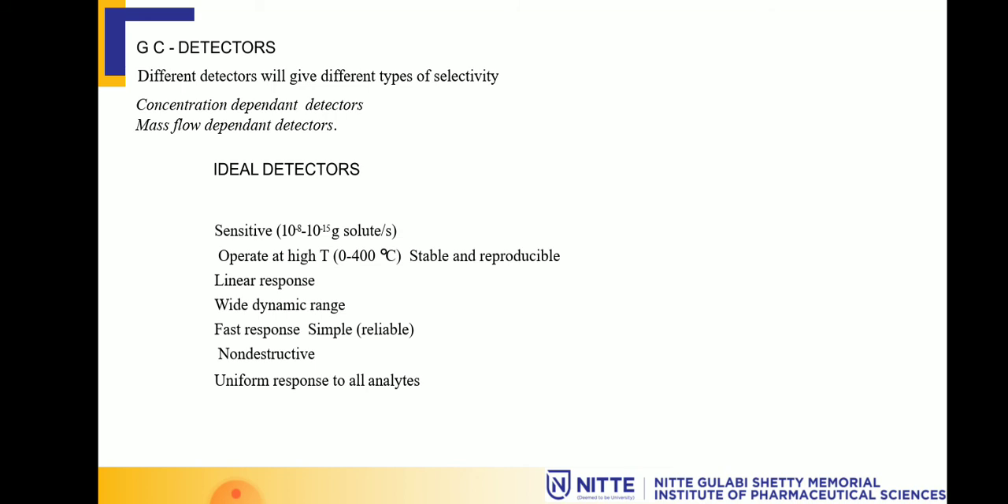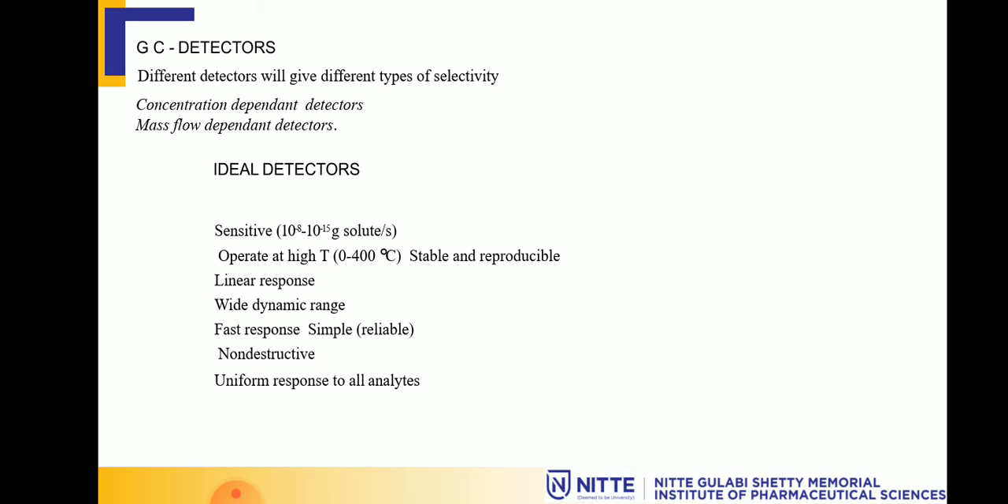And then it should operate at very high temperature, from 0 degrees to 400 degrees Celsius, and it should have a linear response and a wide dynamic range. When I talk about linear response, the meaning is that each time you do the detection, the response should not change. And the response should be fast and non-destructive. If you look into the types, I have written concentration dependent and mass dependent, and I say non-destructive.